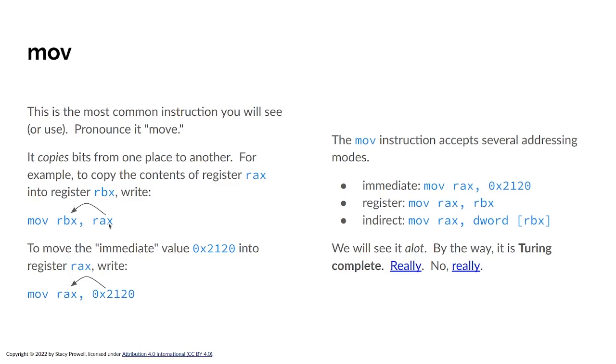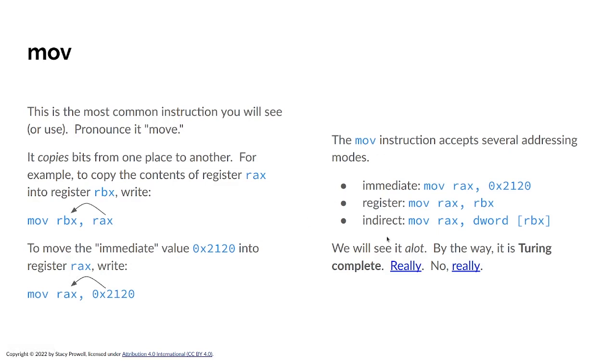That's how it works. To move the immediate value, in this case hex 2120, into RAX, we'd write that. And so over here, this left argument is going to be a register or a memory reference. And the right argument could be an immediate value like 2120. It could be a register like RAX. It could be another memory reference. Now, memory to memory directly, we don't do. We'd have to put the memory into a register, then put that register into memory. But that's the basic gist of how this works.